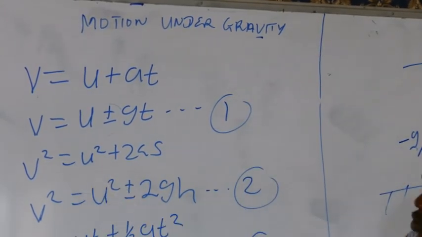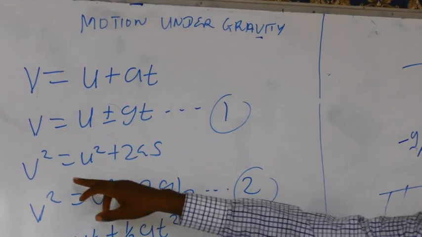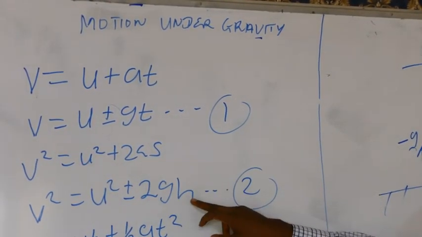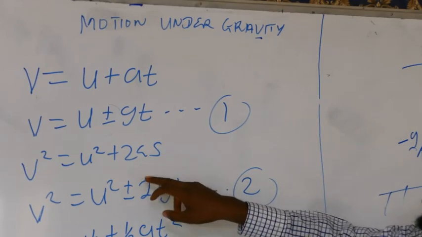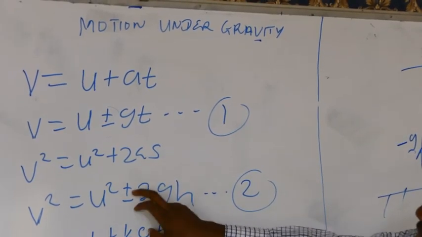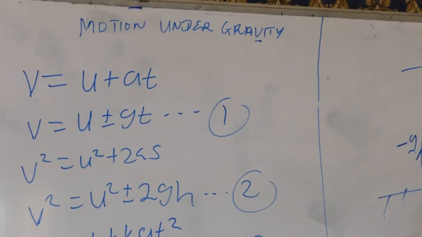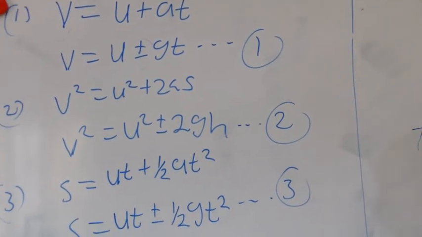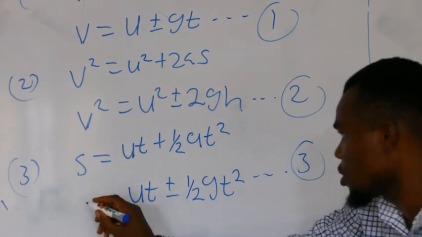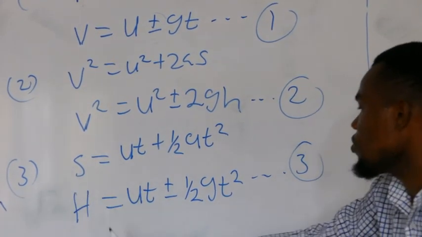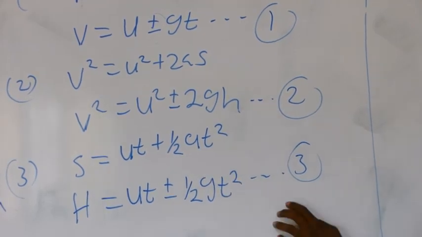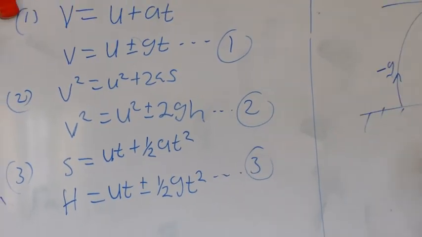Similarly, you do the same thing to equation 2 of linear motion. You change the x to h. You change the a to g. The same thing applies to the third equation of linear motion. Change the x to h, which is vertical height. Change the a to g. It's as simple as that.